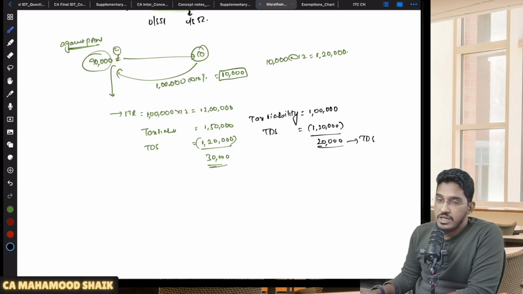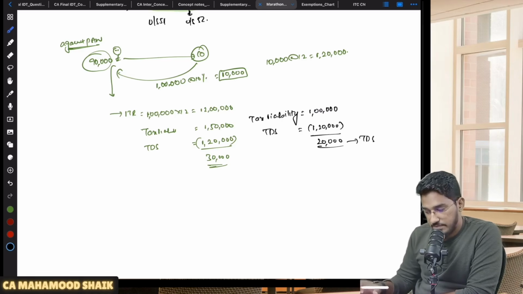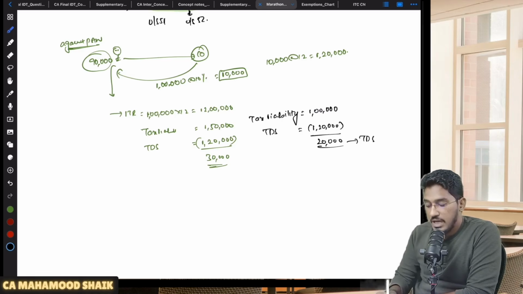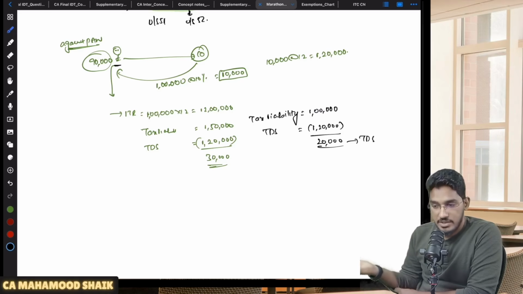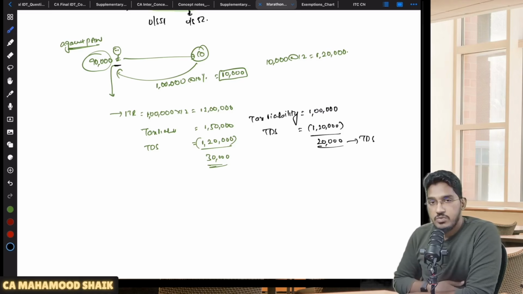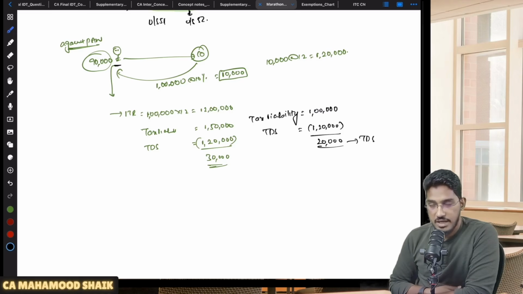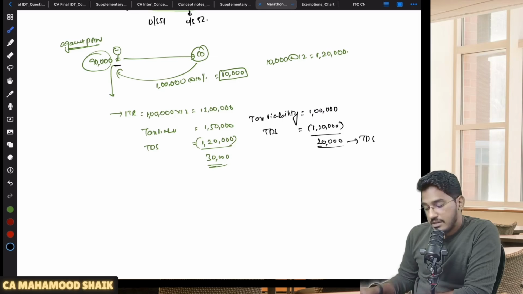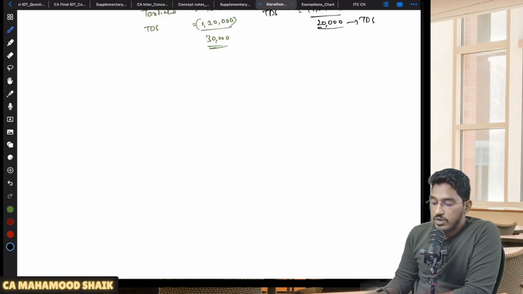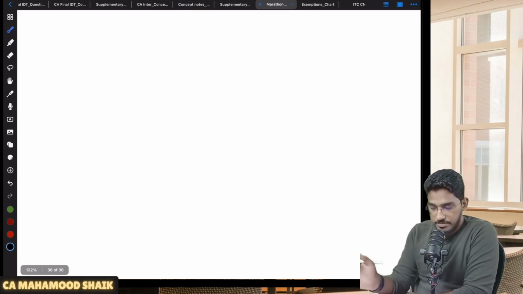So TDS is actually a mechanism to prevent tax evasion. If there is no concept of TDS, this person might file his return or might not, he might pay the tax or might not. The Income Tax Department doesn't want that tax evasion, so that's why they brought up this concept of TDS under the Income Tax Act. A similar kind of TDS mechanism has been brought up even in GST in order to avoid tax evasion.